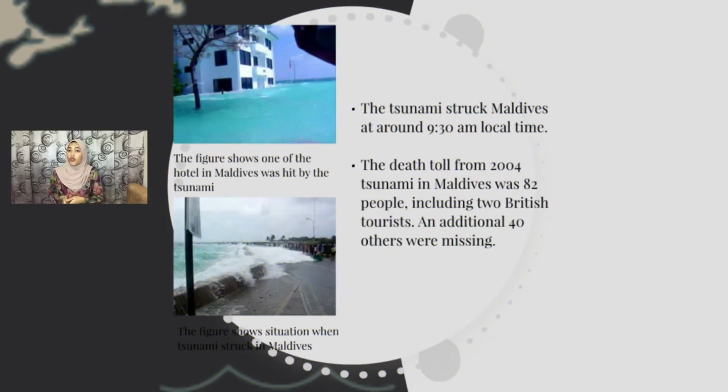Maldives was one of the places that was affected. The tsunami struck the Maldives at around 9:30 a.m. local time. Residents felt the earthquake but thought little of it. 10% of Maldives was left uninhabitable within the span of just 15 minutes.